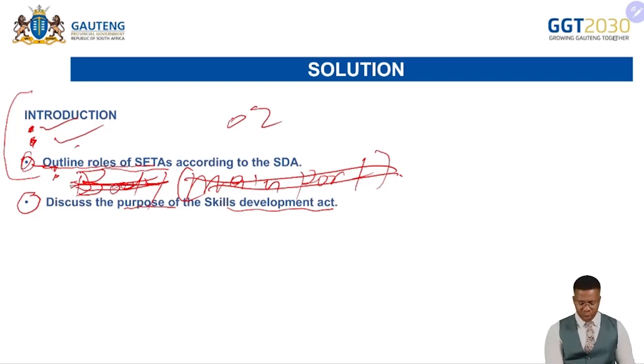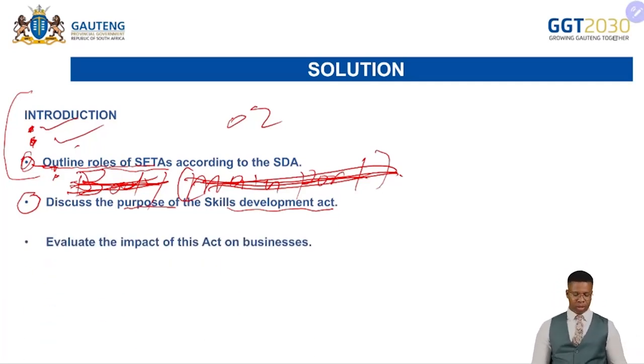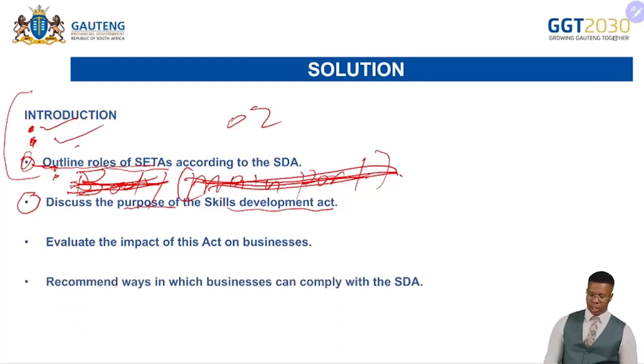Do not write the word body, do not write the words main part. Main part is for economics, and body is no longer there for business studies, because you end up losing marks during the final exam. Please, grade 12, keep that in mind. And then another subheading is to evaluate the impact of the act, and another one is to recommend ways in which the business can comply with the act, and conclusion. Remember, here you provide only one sentence or response for your conclusion.